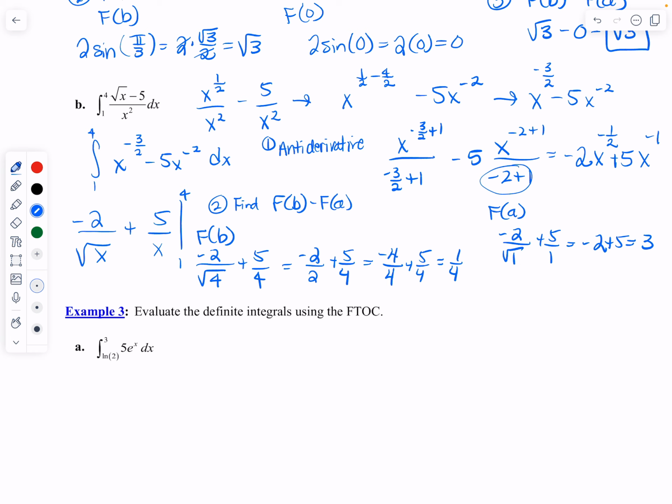Okay, but my last step, number 3, is to take F at b minus F at a. So I have 1/4 minus 3, again, common denominator of 4. And this becomes 13/4.